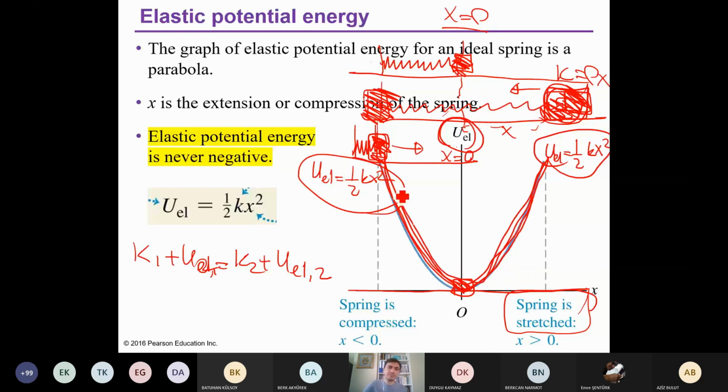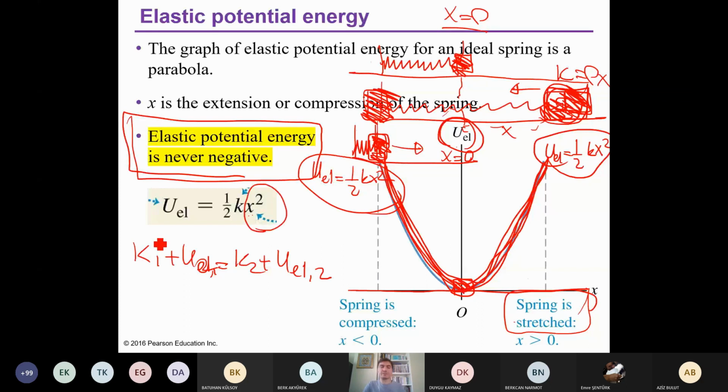Okay, and I have already discussed that elastic potential energy is never negative, because whether you put a negative number or a positive number here, since you take the square of x, this will always be a positive number or 0.